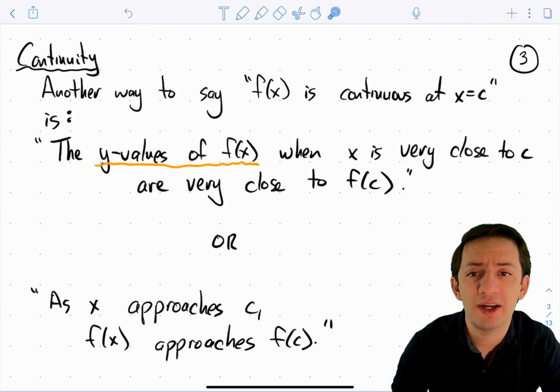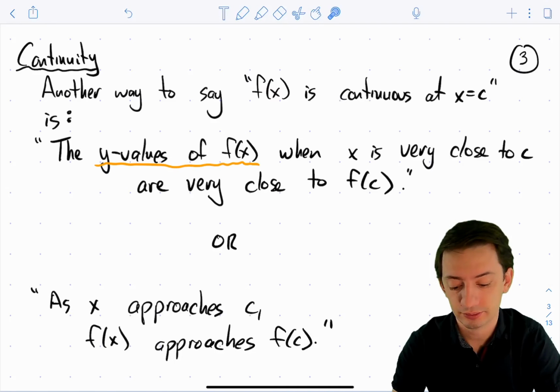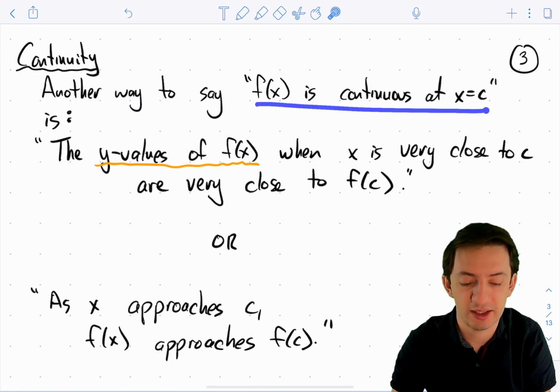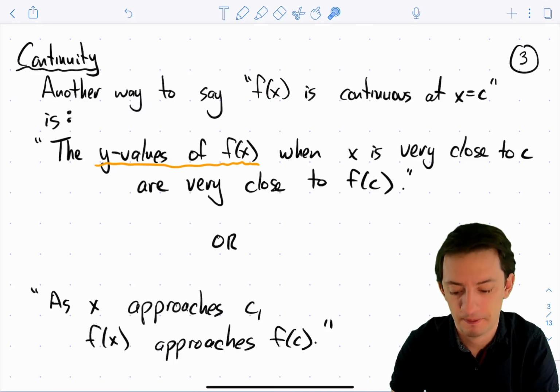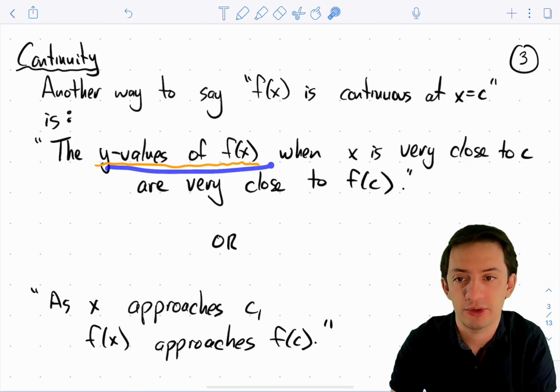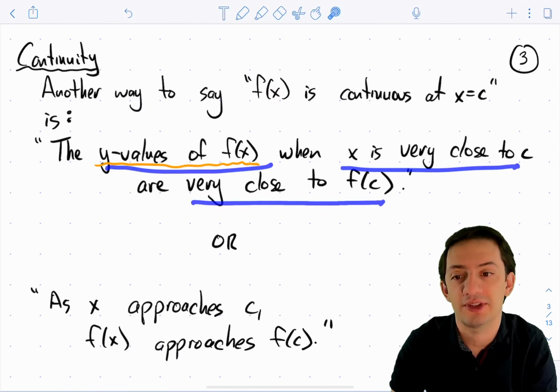Another way that we could phrase this, and I'm trying to lead us from continuity into the idea of limits, another way to say that f of x is continuous at some particular x value, x equals c, is to say it like this. The y values of f of x, when x gets very close to c, are very close to f of c.